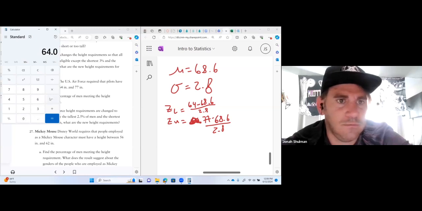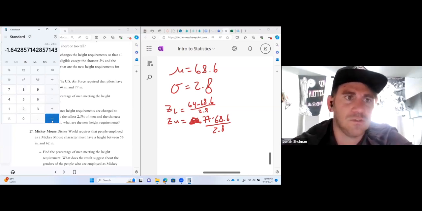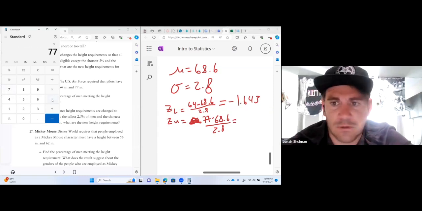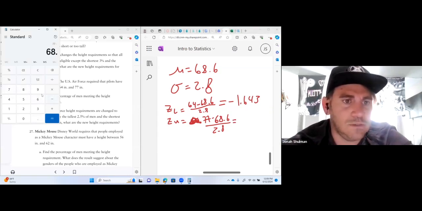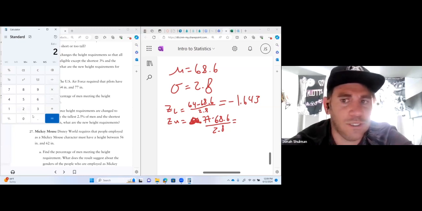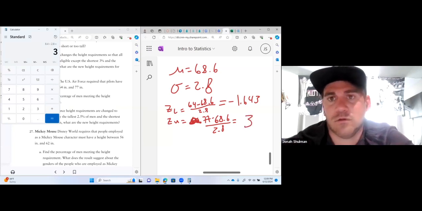So let's get the first z-score. 64.0 minus 68.6 divided by 2.8. Good, it's lower, it should be negative. That's how I know this is right. So the small one is negative 1.643. Now here's the upper: 77 minus 68.6 is 8.4, divided by 2.8 is straight up 3. Okay, so let's figure this out.